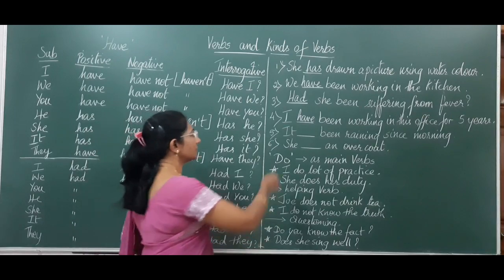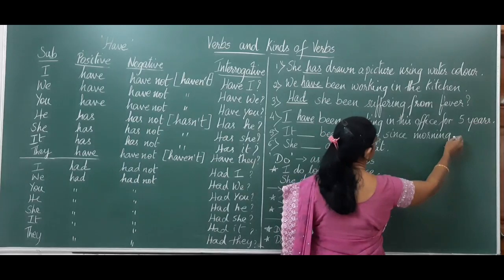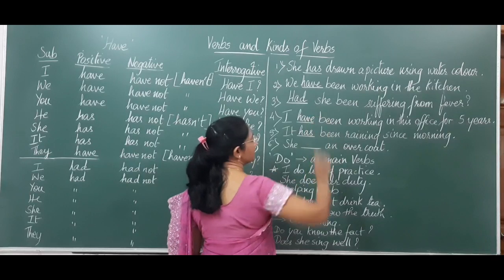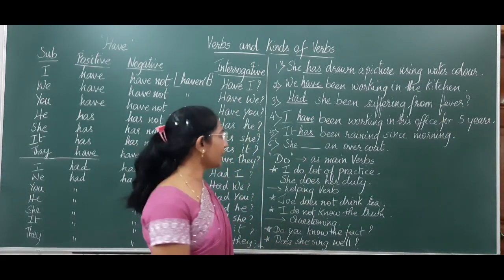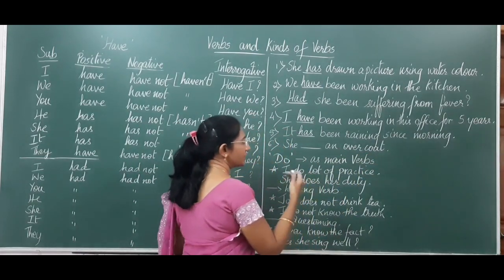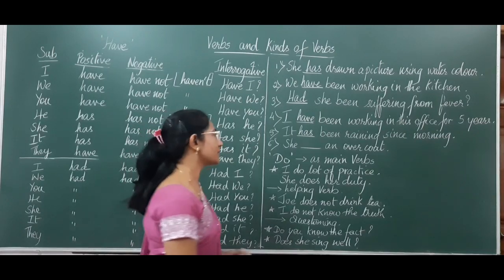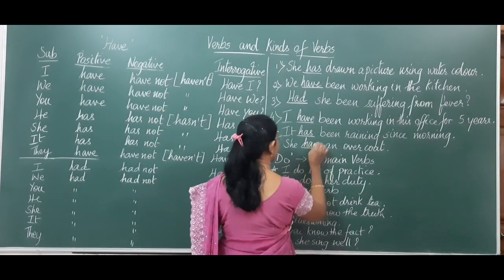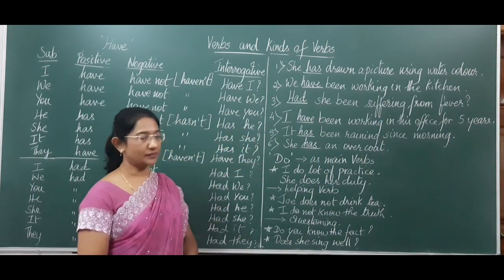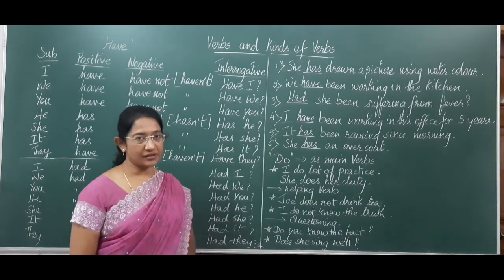Next, it dash been raining since morning. It has been raining since morning. She dash an overcoat. So if it is a present tense, tell has. If it is a past tense, tell had. So she has an overcoat.